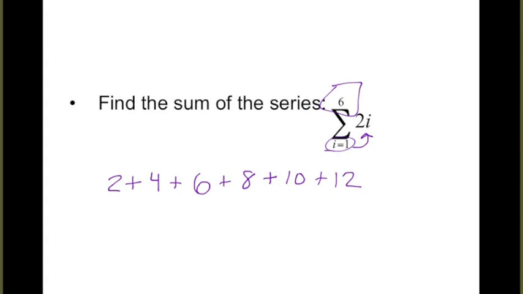The bottom is the first thing you should plug in, and the top is the last thing you should plug in. And then what we want to do is just add these all together, and you can grab a calculator to add them all up together. We add them all up and we get 42, and that is the sum of this series. A sequence just lists the terms with commas. A series, we put a plus sign between them, and we want to add them up.